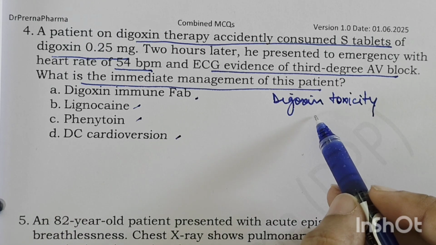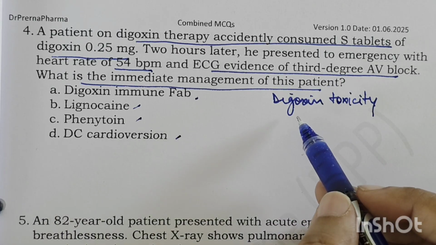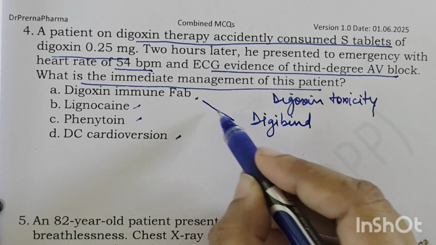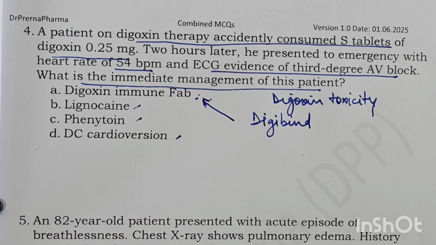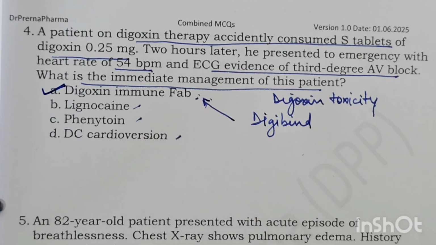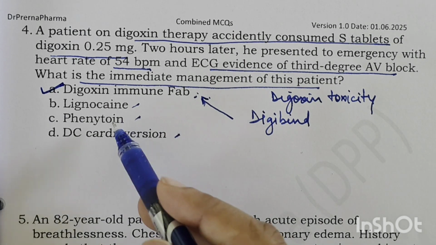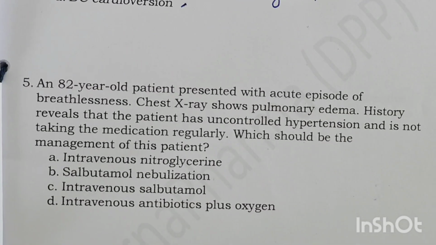So this is a case of digoxin toxicity, with symptoms of bradycardia and arrhythmias. Here we have digibind, or what we call digoxin immune antibodies, which can be used in the poisoning. It is a very specific antidote for digoxin toxicity, so you can use this. So the answer out of all these is this. The next question.